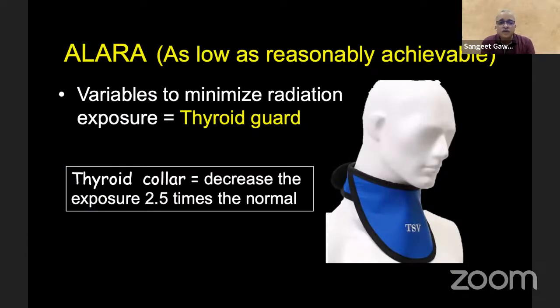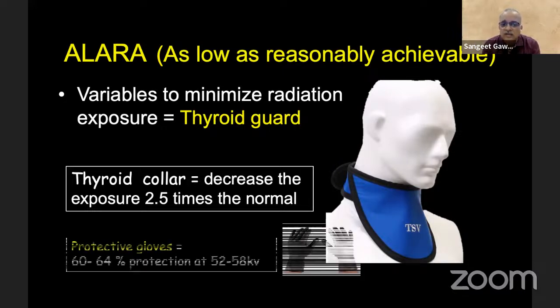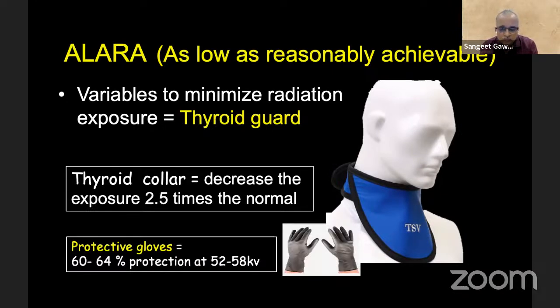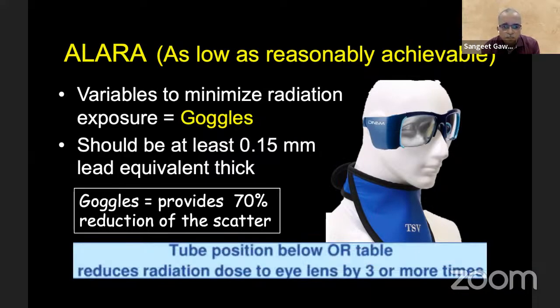The second way by which you can practice ALARA is minimizing the radiation by using the thyroid guard. A thyroid collar decreases the exposure to the neck and the thyroid by 2.5 times compared to when you have not used it. Protection gloves, which are in the market, also reduce the exposure by about 60%. But the best way is to avoid the exposure of the hand directly in the beam.